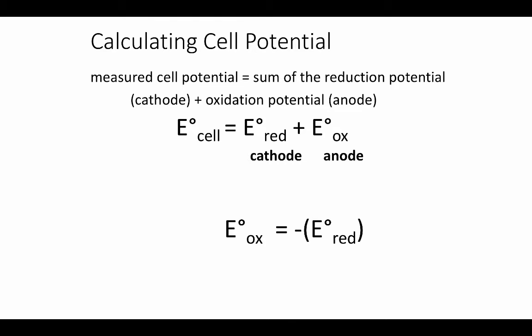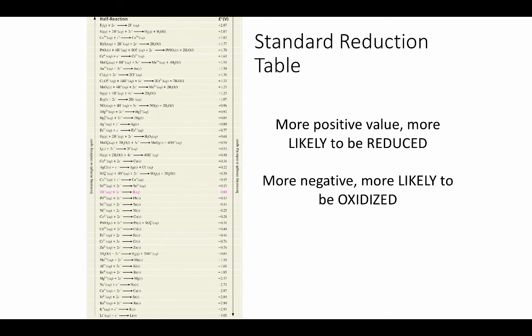If you take a look back at both equations, you'll find they actually do the exact same thing, which is take into account that whatever is happening at the anode, whatever is being oxidized, actually will have a reversed sign from the way you see it on the table, since the table is all about reductions.